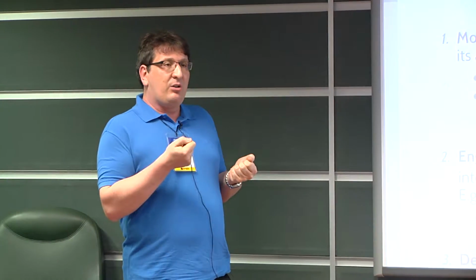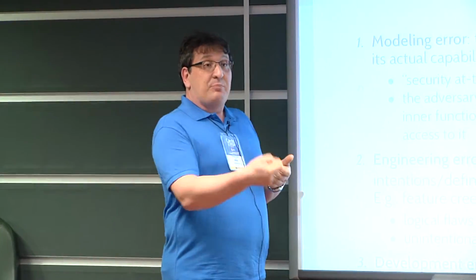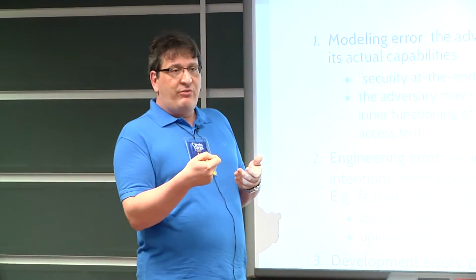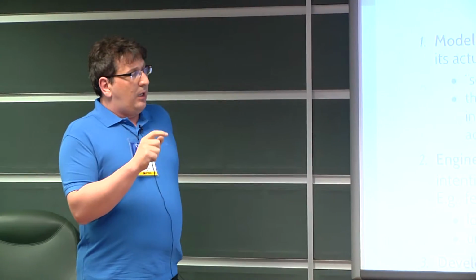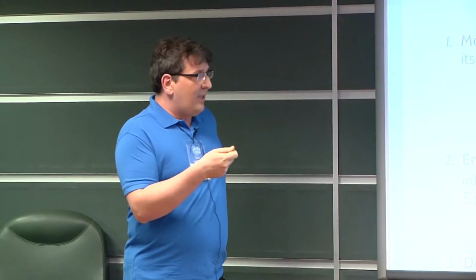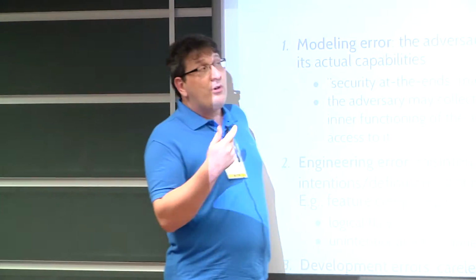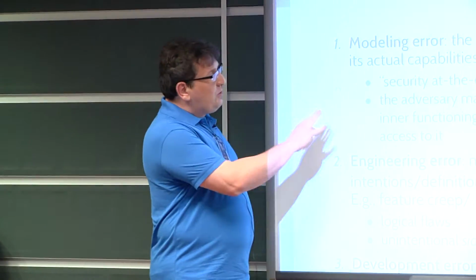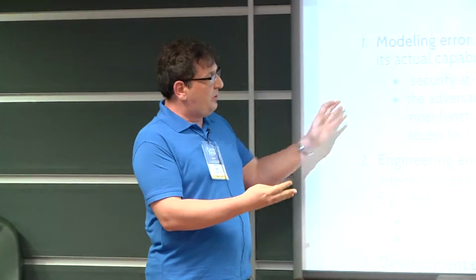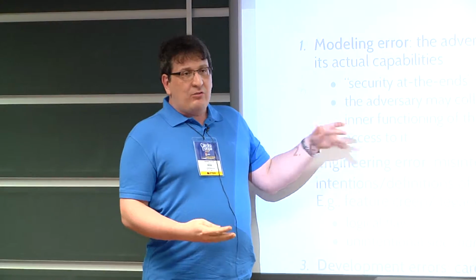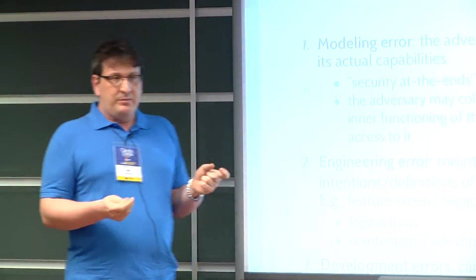For example, the power consumption, the electrical current absorbed by your mobile phone, can leak information about the value of the secret key. In a moment, we'll see some examples of how this is possible. But the most common modeling error is a modeling error in this sense. Okay.